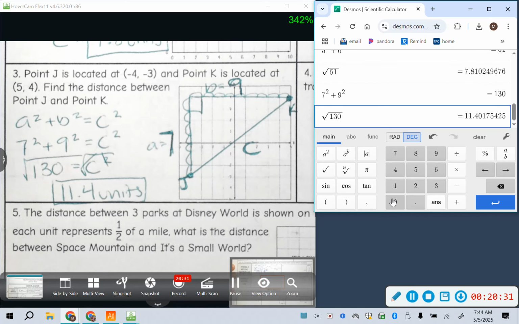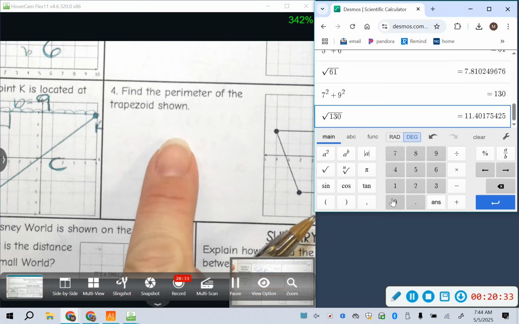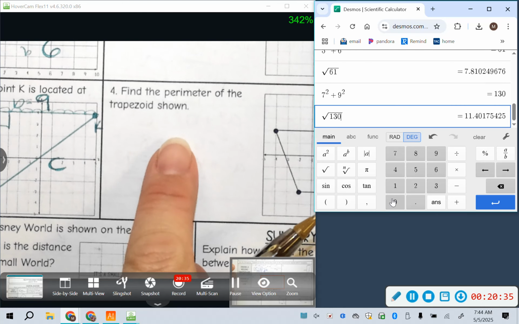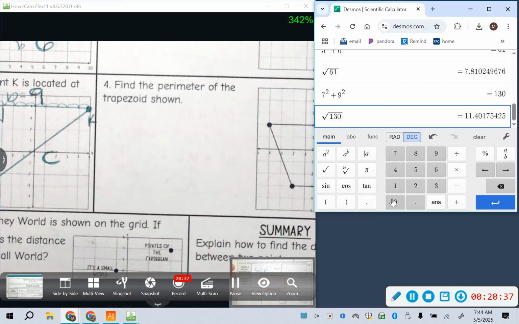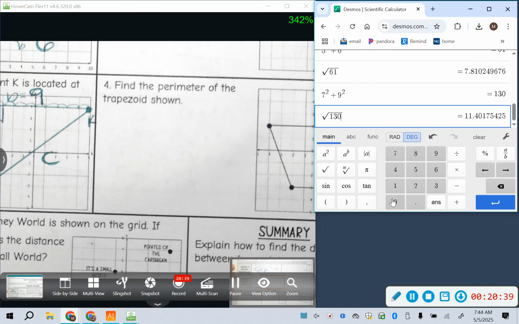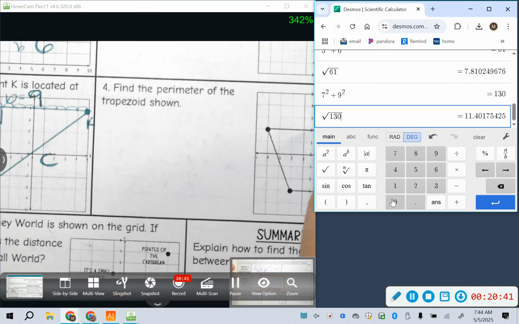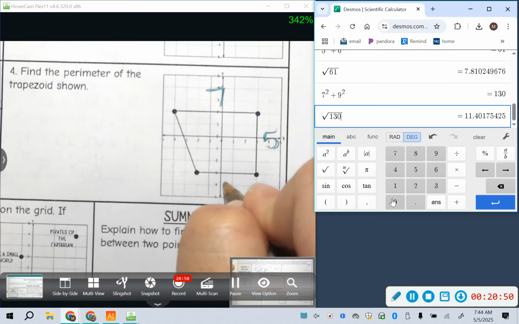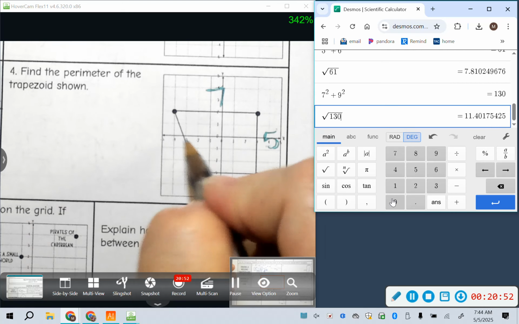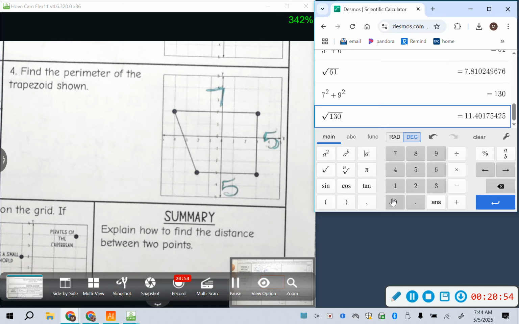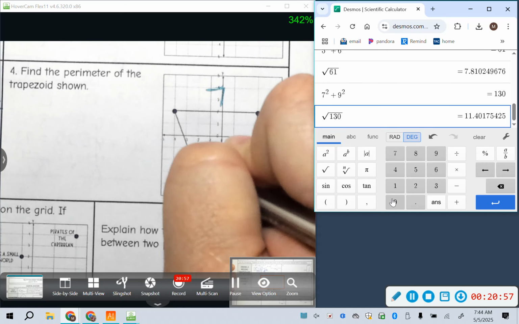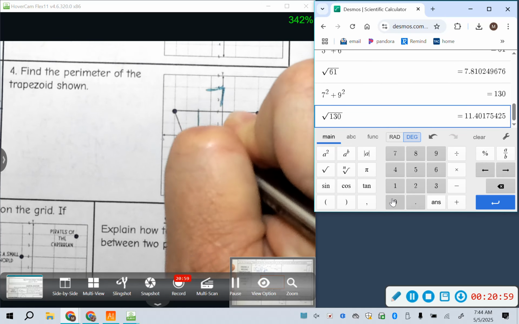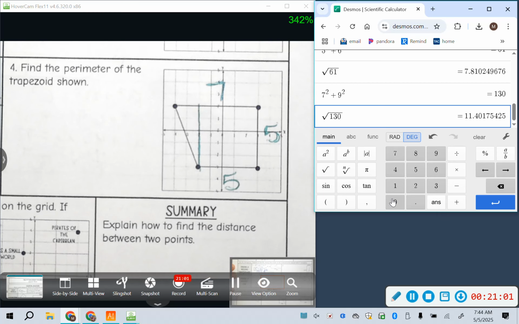Okay, I'm not going to do 2 more. We're just going to talk about 2 more. So if we look at 4, it says find the perimeter of the trapezoid. Well, if I find the perimeter, I can count this side length, which would be 1, 2, 3, 4, 5, 6, 7. I can find this side length, which is 5. And I can find this side length, which is also 5. But I don't know this one, do I? So what we could do is draw a vertical line.